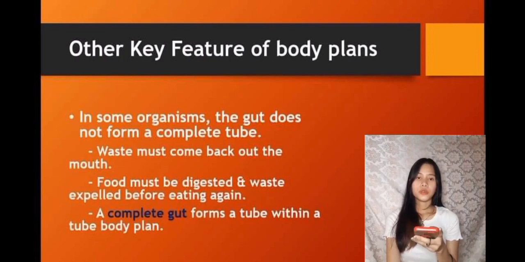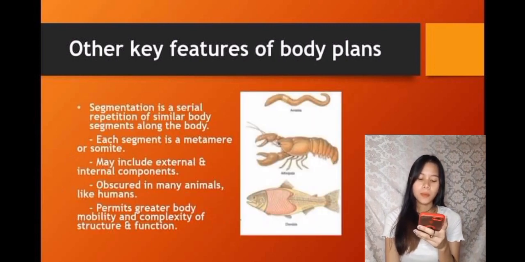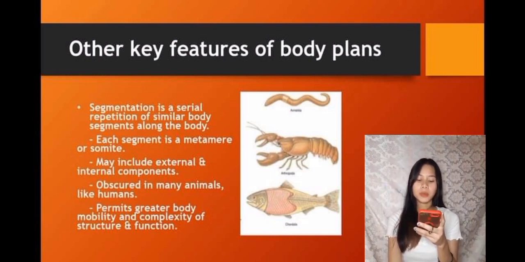Other key features of body plans. In some organisms, the gut does not form a complete tube. Waste must come back out through the mouth. Food must be digested and waste expelled before eating again. A complete gut forms a tube within a body plan. We have segmentation. It is a serial repetition of similar body segments along the body. Each segment has a metamere or somite, and may include external and internal components.